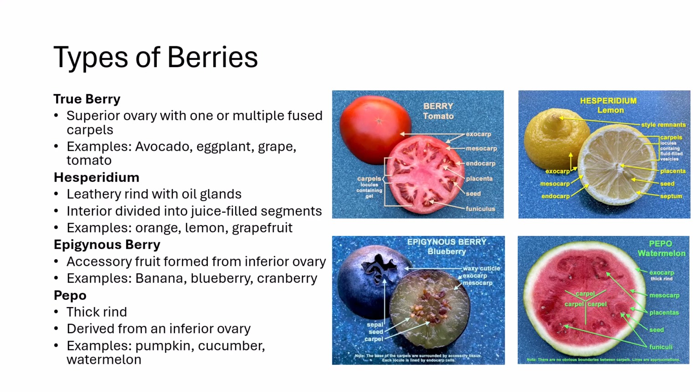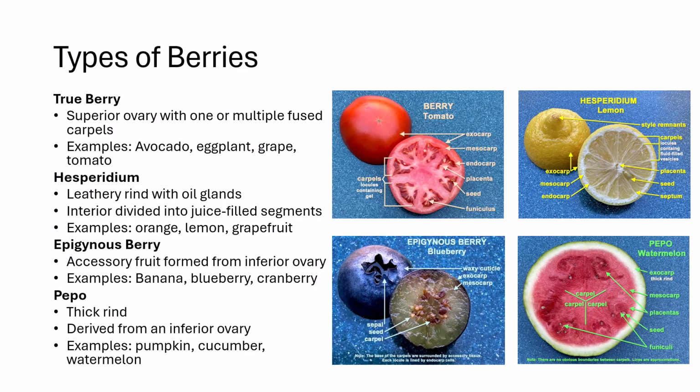The Hesperidium is a specialized type of berry found in citrus fruits. These fruits have a thick, leathery rind that contains oil glands, which is why citrus peels release such a strong aroma when squeezed. Inside, the fruit is divided into segments filled with juice sacs. Familiar examples include oranges, lemons, and grapefruits.